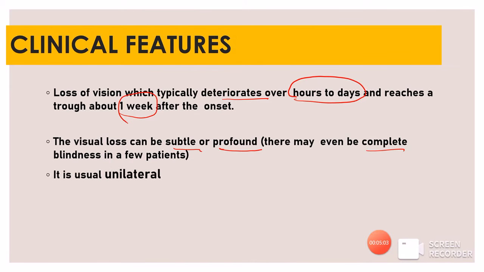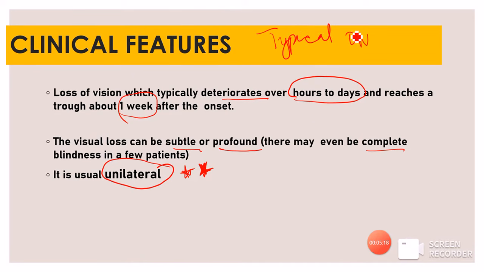Then it is usually unilateral. Now this is what I want you to remember: it is usually unilateral. At this point, I want to clarify that when I'm talking about the clinical features of optic neuritis, I am talking about typical optic neuritis.